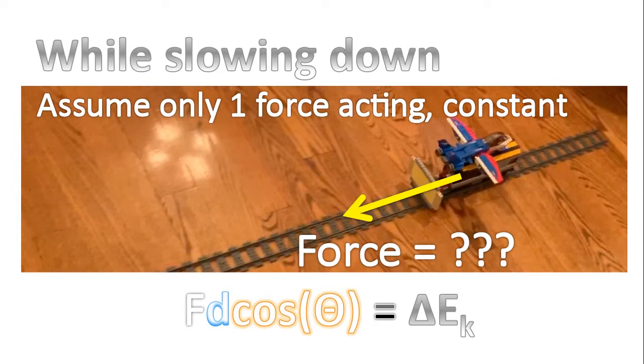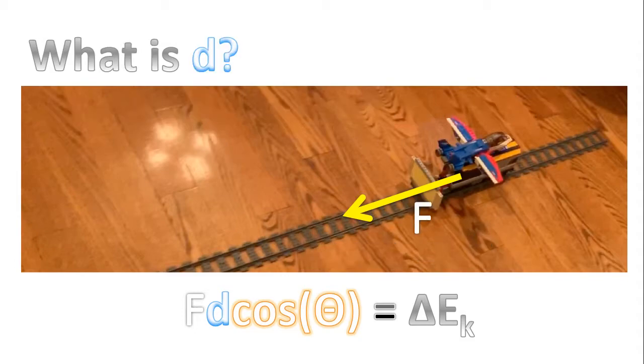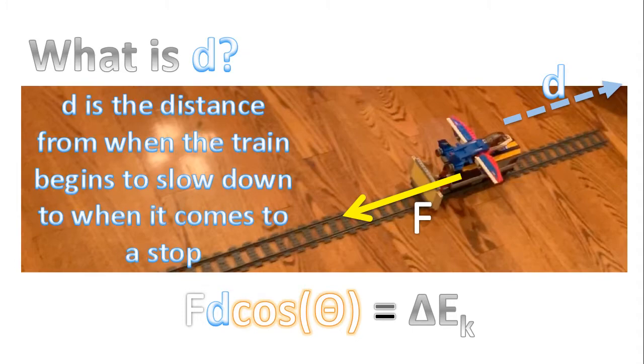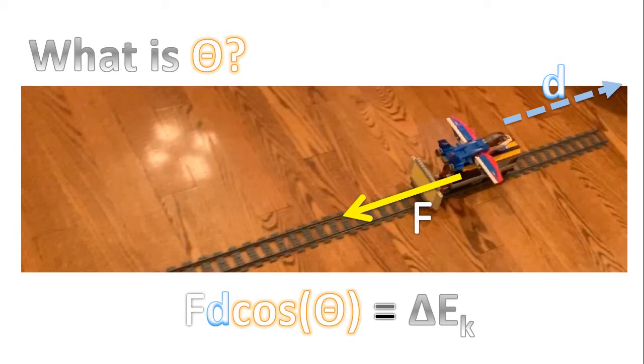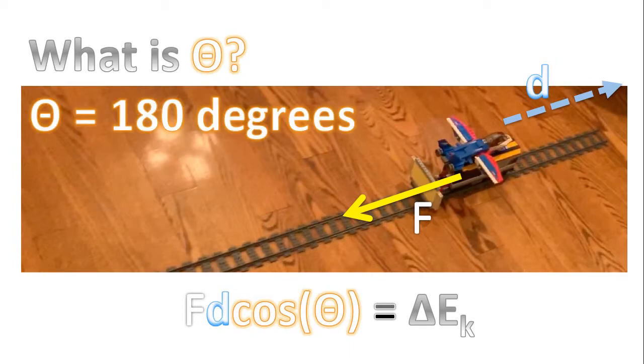So the equation, once again, given for work is force times distance times cosine theta. This is the definition of the force. It's opposing the motion. And this is the distance, d. D is the distance from when the train begins to slow down to when it comes to a complete stop. So what is theta? Theta for this situation is 180 degrees.